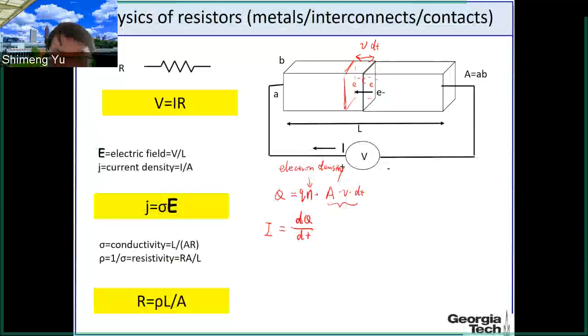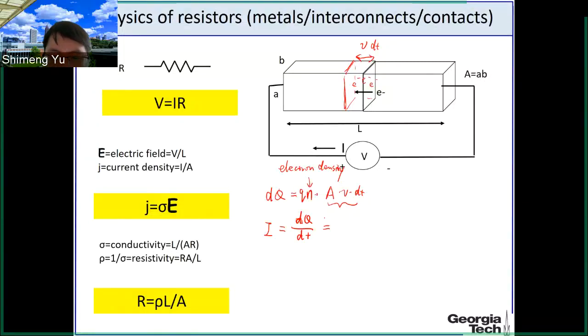Why is that? Because current is the amount of charge flowing in a certain period of time. So this is by definition. And then this actually is a dq because dt is a short period of time. So this is the charge in that short period of time.